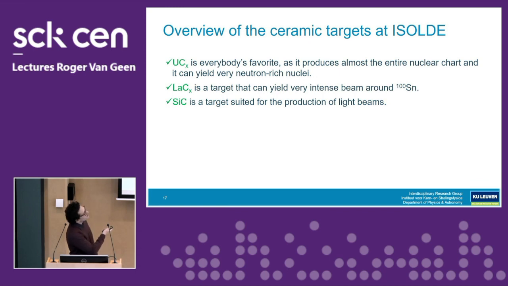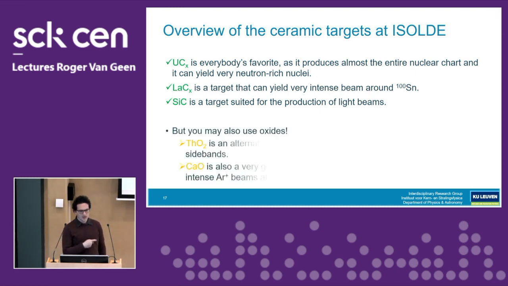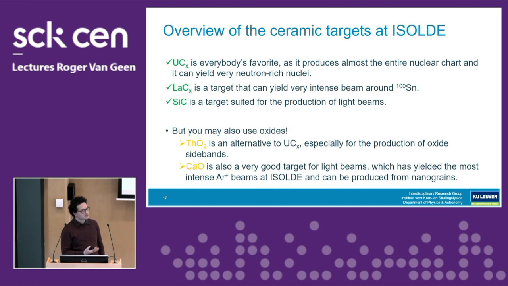And I mentioned that because it was one of the cases that I discussed last time on the fragment separators. And then silicon carbide, which is very suited for the production of light beams. But you may also use oxides. There's nothing that prevents that from being a suitable target, if you can make a ceramic from it that will sustain the high temperature and the operation conditions.